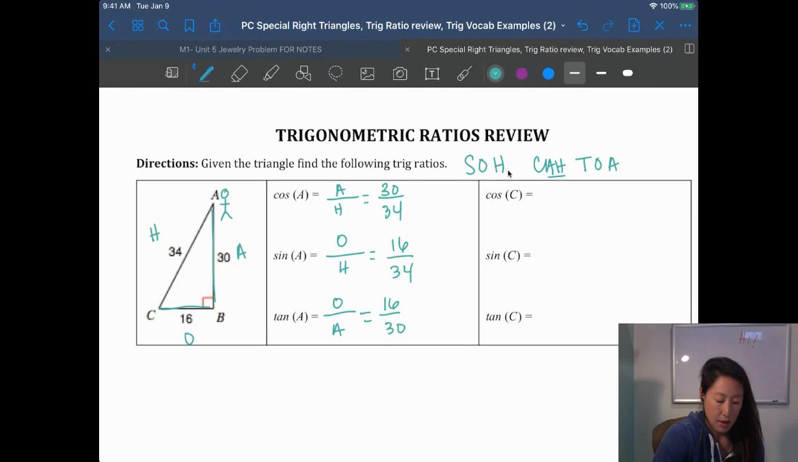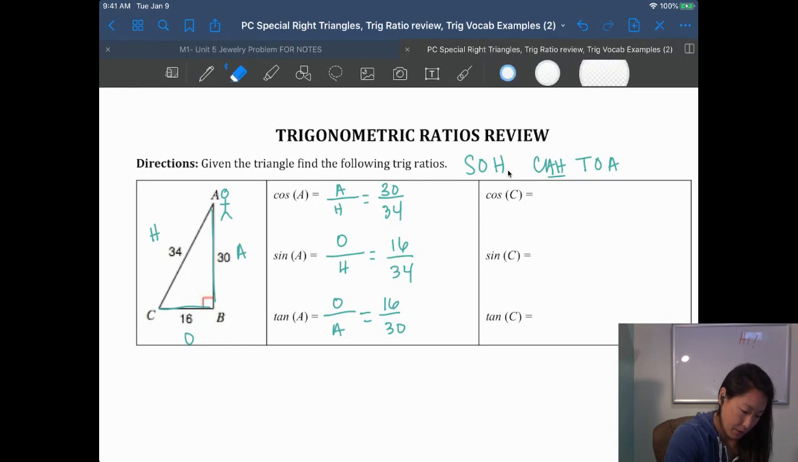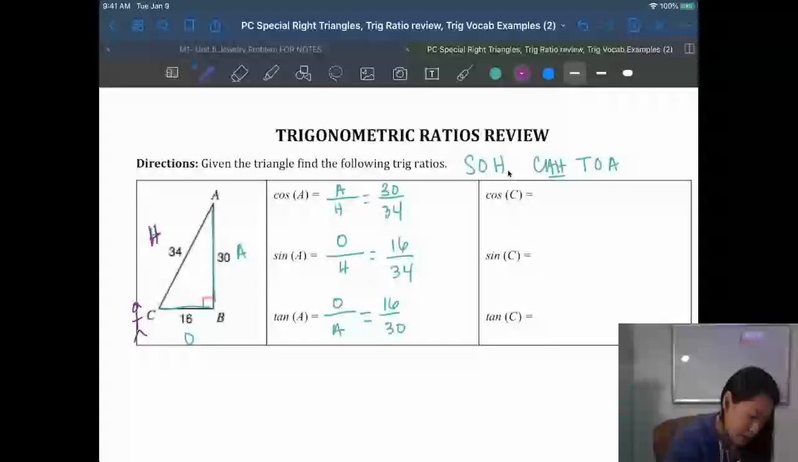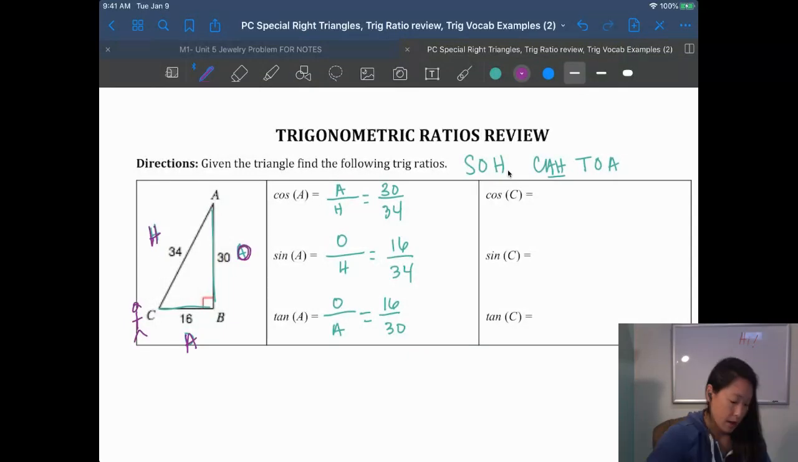All right, now we're gonna stand in angle C. Okay, so each one of these side lengths is gonna change. The hypotenuse stays the hypotenuse in relation to where I'm standing in angle C. The length CB, 16, becomes my adjacent, and 30 is now my opposite. So I'm gonna go ahead and fill these in. Opposite over hypotenuse and opposite over adjacent.